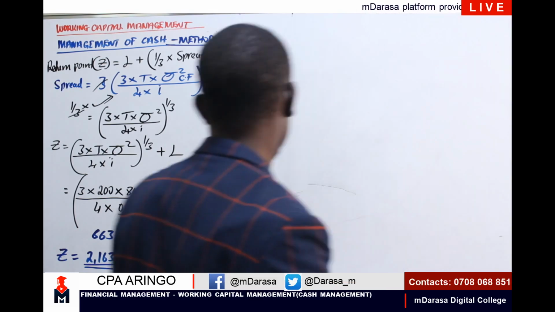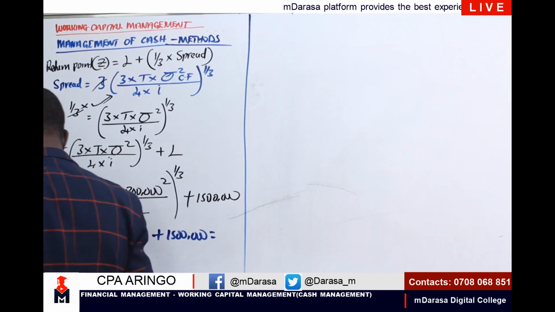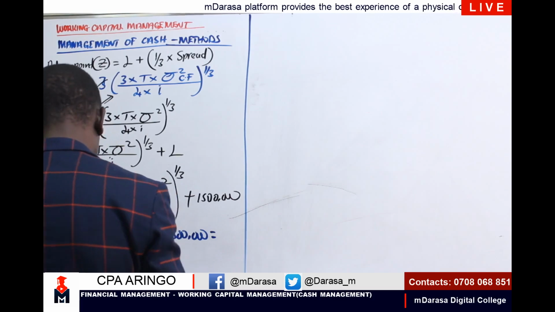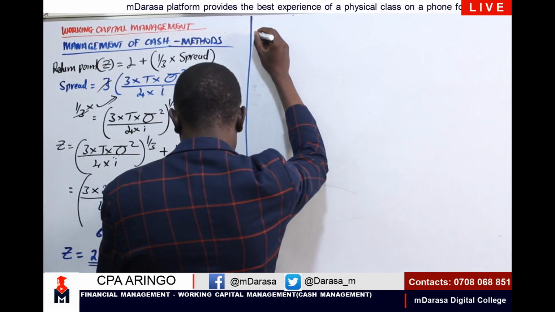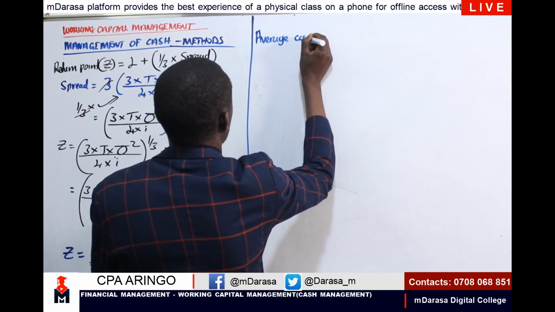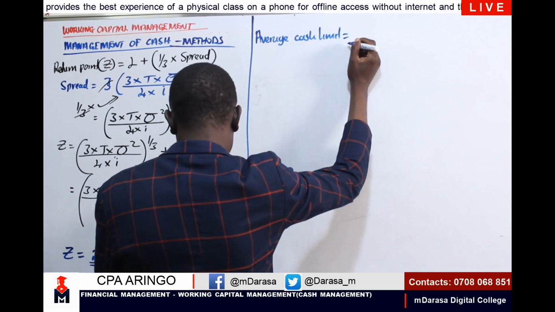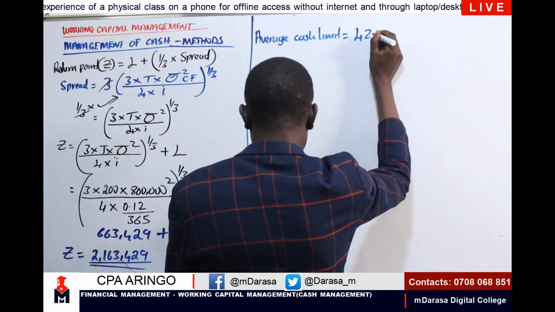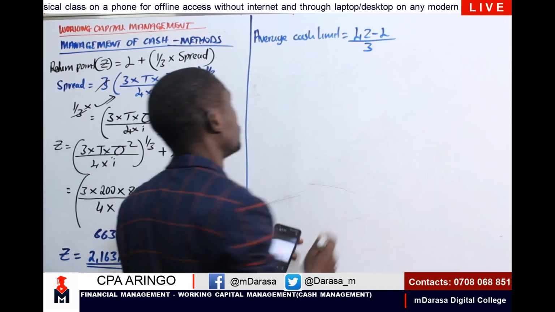So the question is, my good students, do you still remember how to compute our average cash balance? Remember, we had looked at that, and we have agreed that our average cash balance or limit is 4 times Z, minus L, and we are going to divide all this by 3.